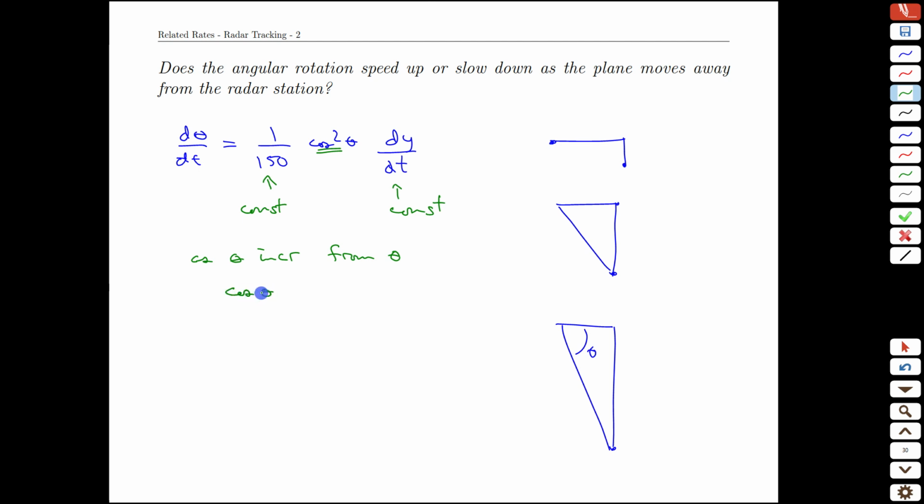Well, cos of theta decreases. Think of a cos graph. The cos graph starts at its peak at 0, and then it goes down afterwards. We're never going to reach even 90 degrees here. So cos of theta decreases. That means cos squared of theta is also going to decrease. And that means out of all these terms, we have two constants and something that's going down. D theta dt is going to decrease as well. So it's going to turn more slowly.